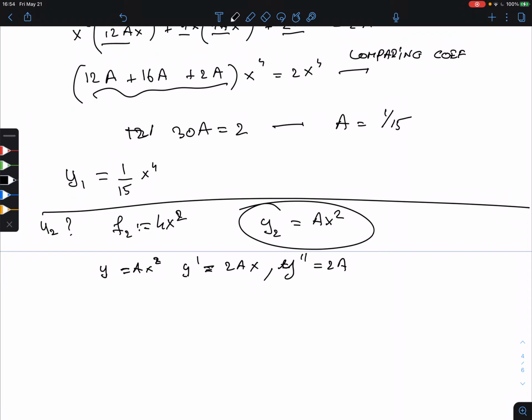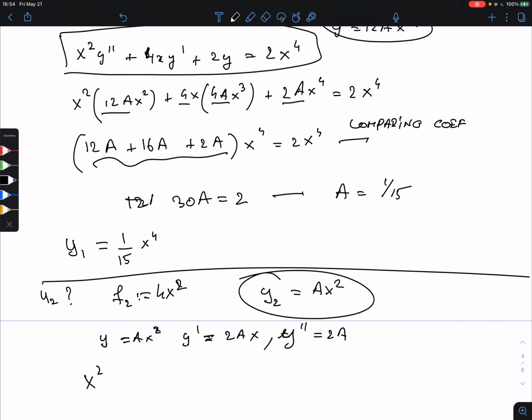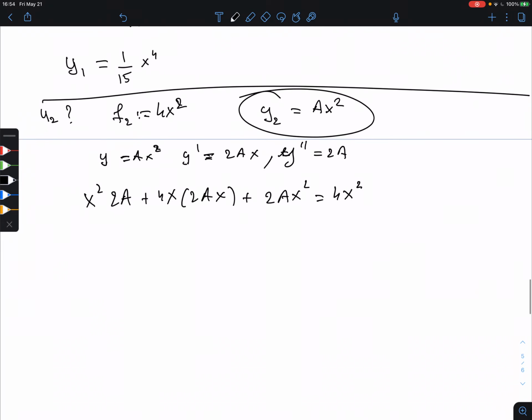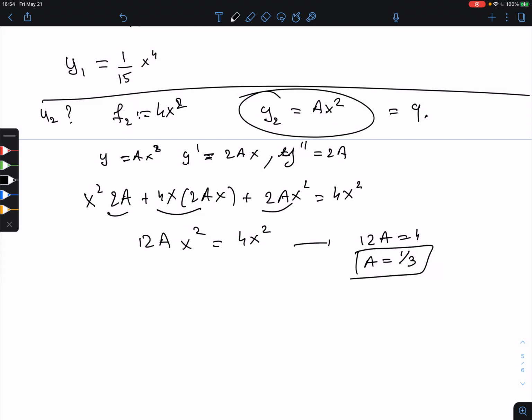Okay, so we plug this into this differential equation. This is x squared times y double prime, 2a, plus 4x times y prime, 2ax, plus 2y, so 2ax squared, and that is equal to, what was it? 4x squared. So again, we see that we have an 8a and a 2a, that is 12a, and everything is x squared equals 4x squared. So we see that 12a is 4, and that a is therefore 1/3. So we see that y2 is 1/3 x squared. Okay, so we found the particular solution.